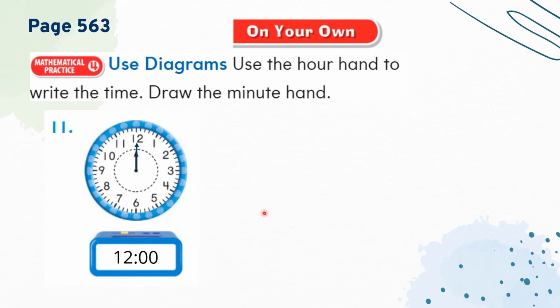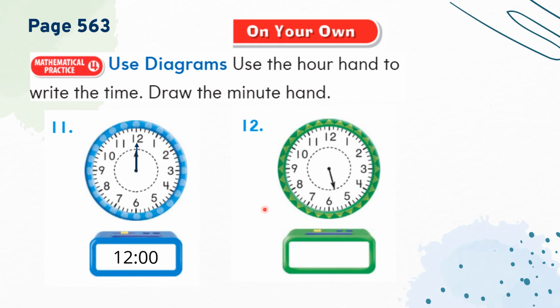Alright, now let's look at question 12. Again, look at your hour hand first. It is in between 5 and 6. It means it's already 5 o'clock.